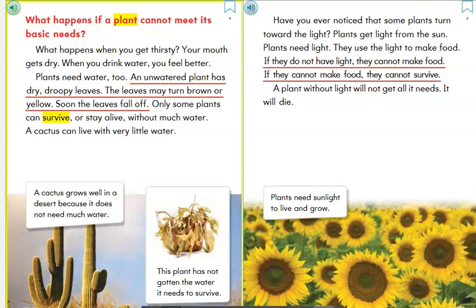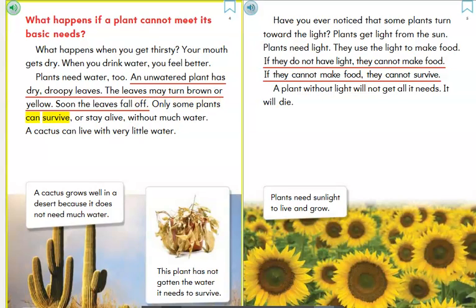What happens if a plant cannot meet its basic needs? What happens when you get thirsty? Your mouth gets dry. When you drink water, you feel better. Plants need water too. An unwatered plant has dry, droopy leaves. The leaves may turn brown or yellow. Soon the leaves fall off.